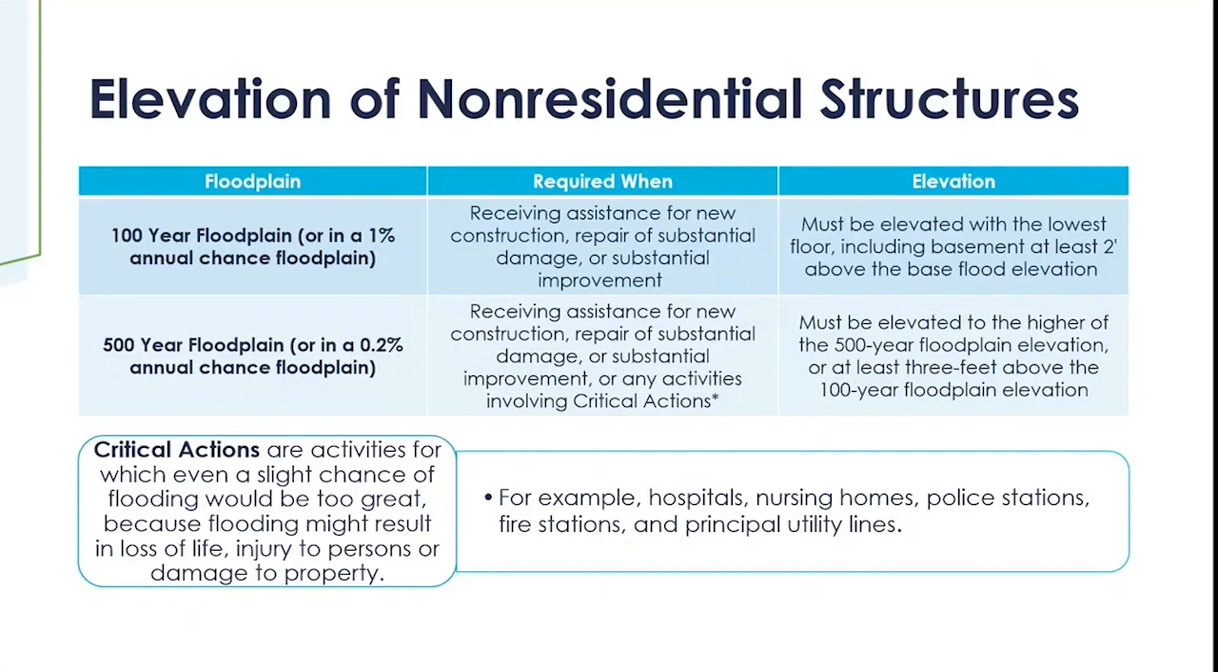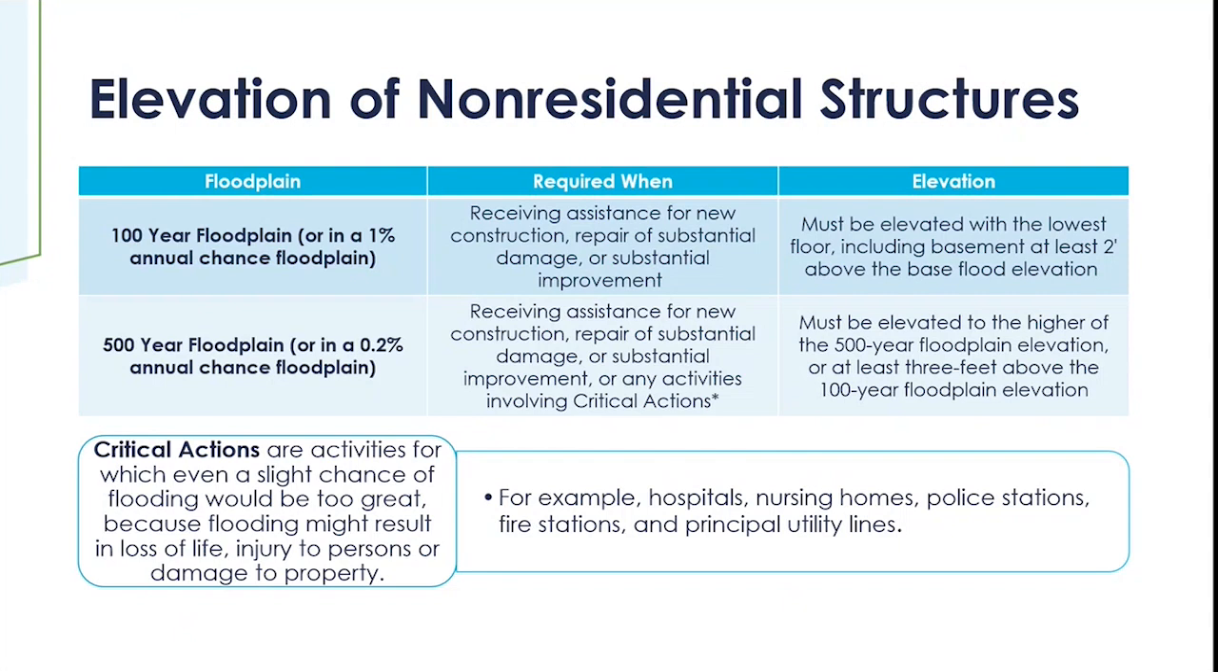When looking at any projects that involve the elevation or construction of any non-residential structures, there are some elevation requirements. When any project is located in either a 100-year floodplain or a 500-year floodplain, the structures must be elevated to a certain level. In the 100-year floodplain, elevation is required when assistance is being received for any new construction, repair of substantial damage, or a substantial improvement to a non-residential structure. The structure must be elevated with the lowest floor, including the basement, to at least 2 feet above the base flood elevation.